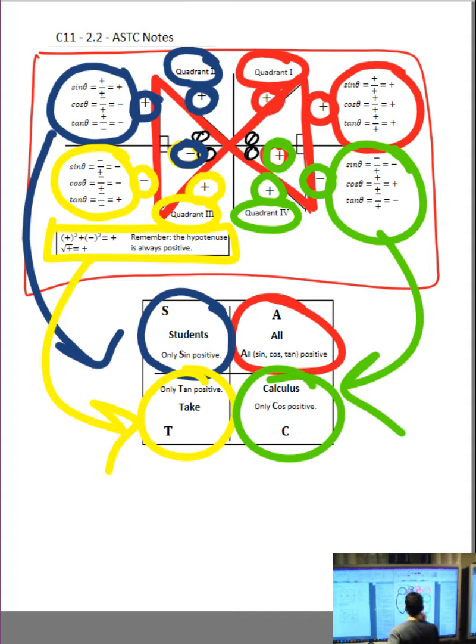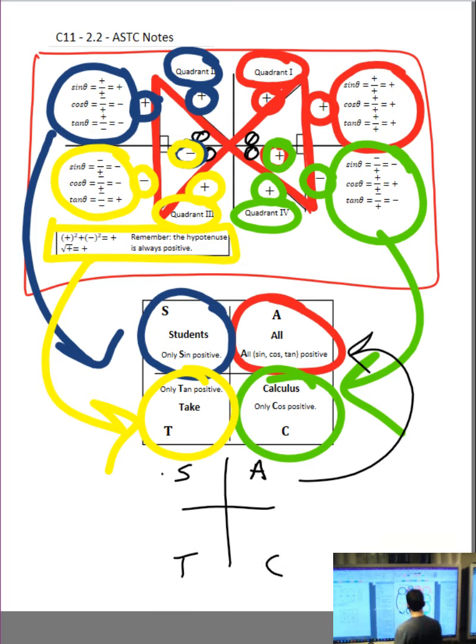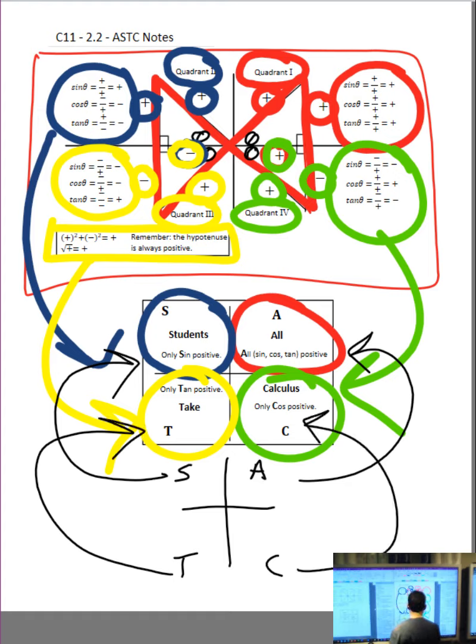So from now on, my physics mentors are not going to like me, but we're going to call it an ASTC graph. Meaning all sine, cos, and tan are positive. Only sine is positive. T, only tan is positive. C, only cos is positive. Because if we do it this way, it's actually going to allow us sometimes to better see solutions rather than get limiting answers sometimes.